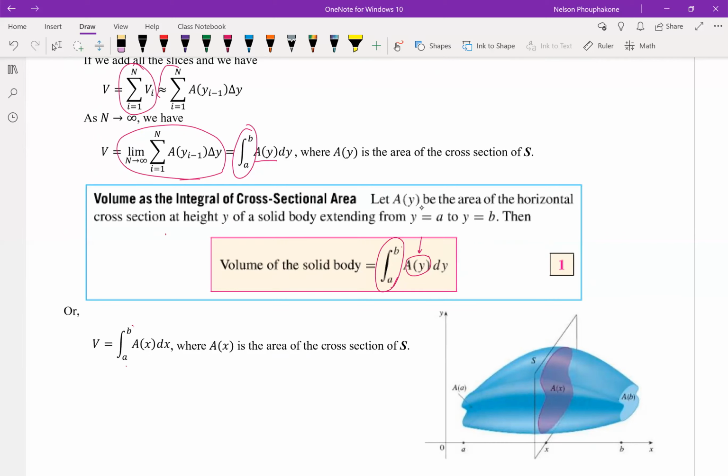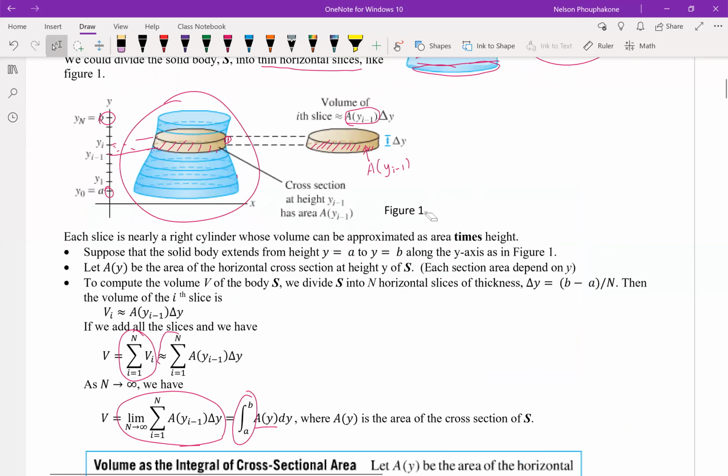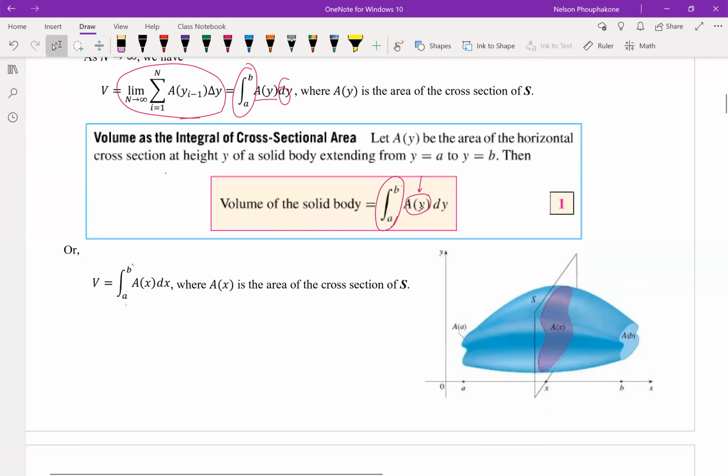So it depends on how you cut your solid. You could cut it perpendicular to the y-axis, or you could cut it perpendicular to the x-axis. If you cut it perpendicular to the y-axis, then you work with dy. If you cut it perpendicular to the x-axis, then you work with dx.